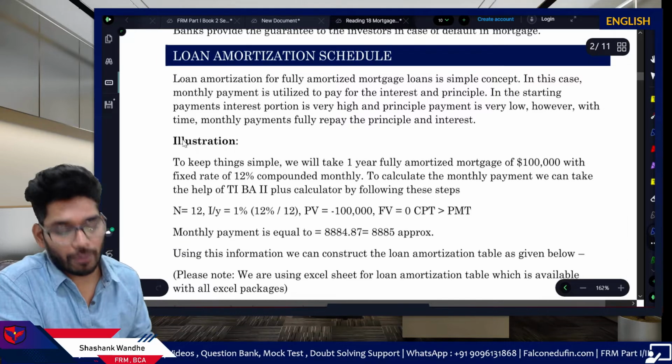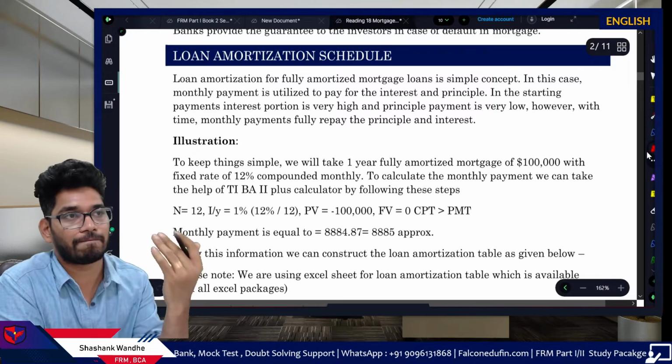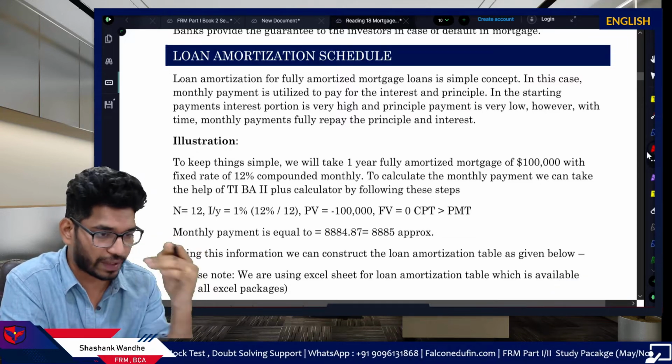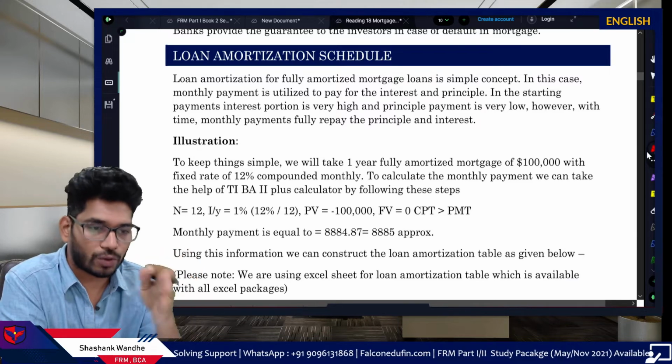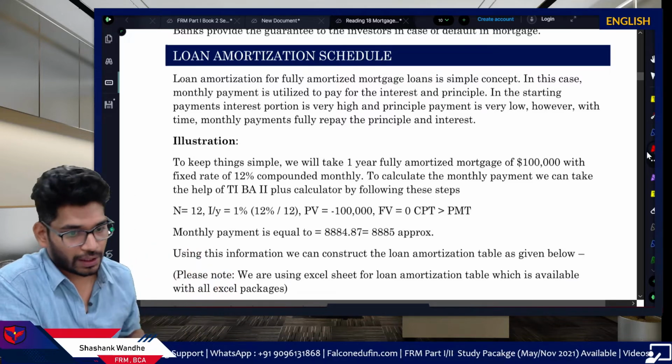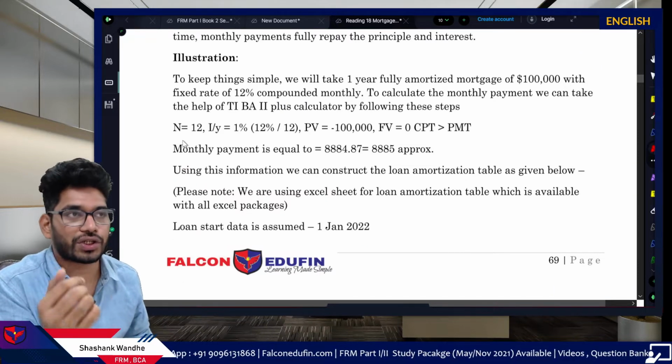Now next is the loan amortization schedule. The loan amortization schedule is important for further discussion, the next discussion which we have in this chapter. But you need to understand how the amortization schedule works. So here we are taking an example. Okay, and what is the amortization schedule?